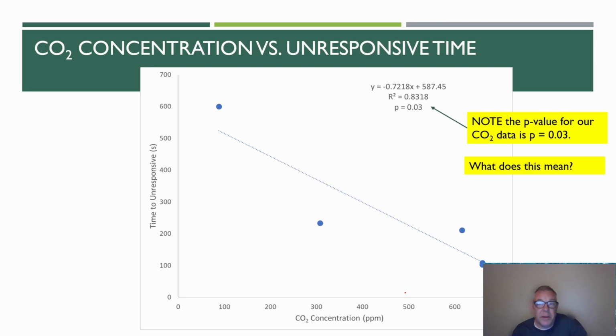And so now I look at the p-value. And I see the p is 0.03 for this relationship. And so what does that mean? If our alpha value is the traditional 0.05, what does this mean? Do we reject or fail to reject the null?